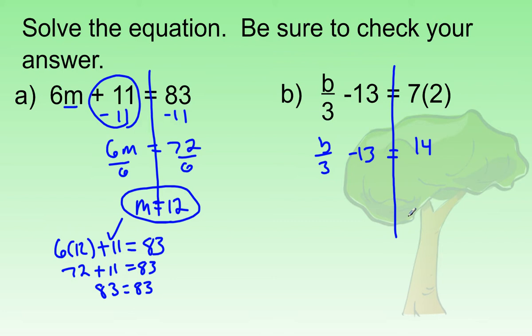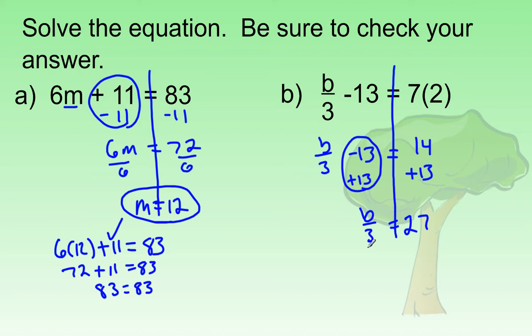All right, so let's solve this thing. You're always going to get rid of the multiplies and divides last. So we need to get rid of this minus 13. The opposite would be to add 13 to both sides. These cancel out. b divided by 3 equals 27.